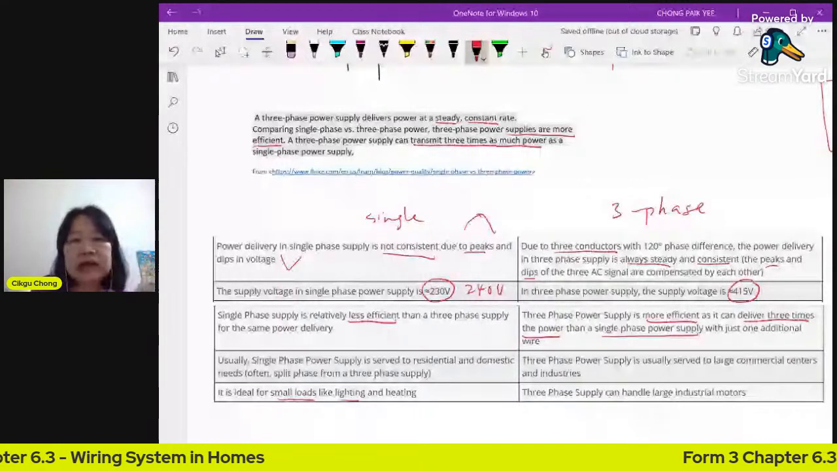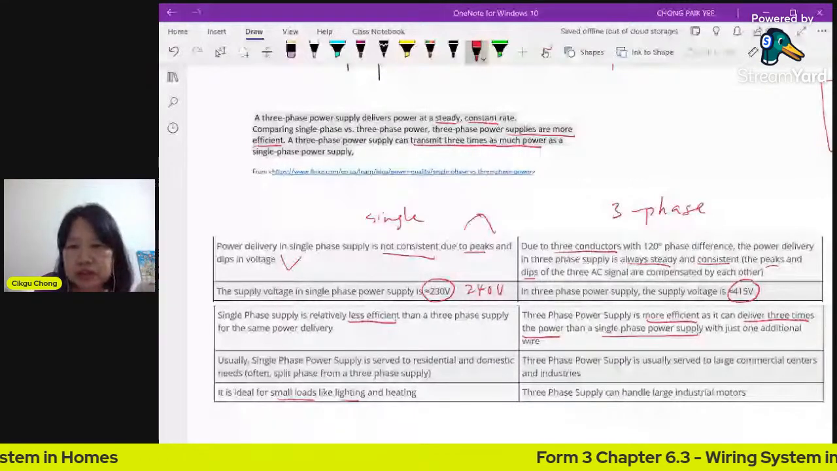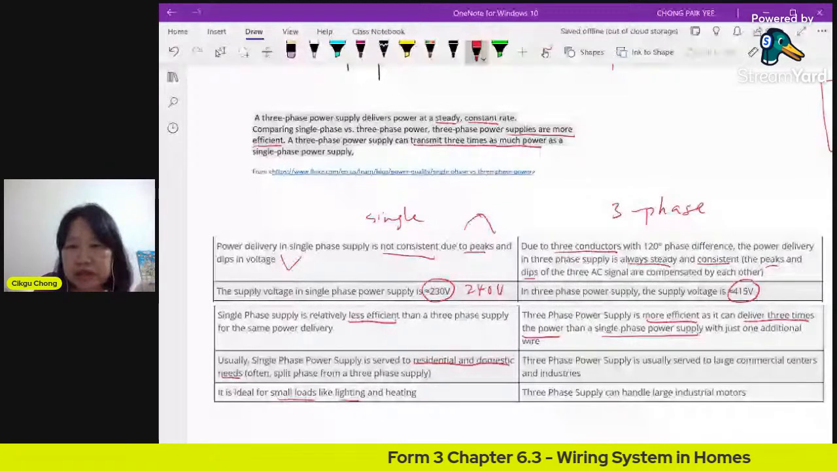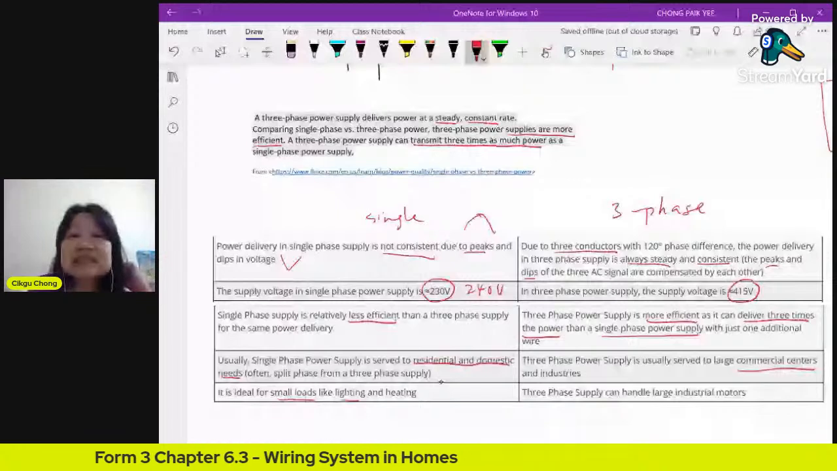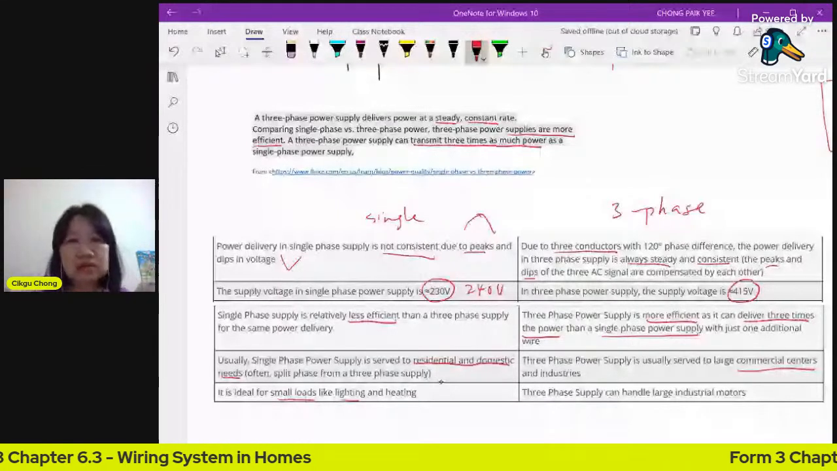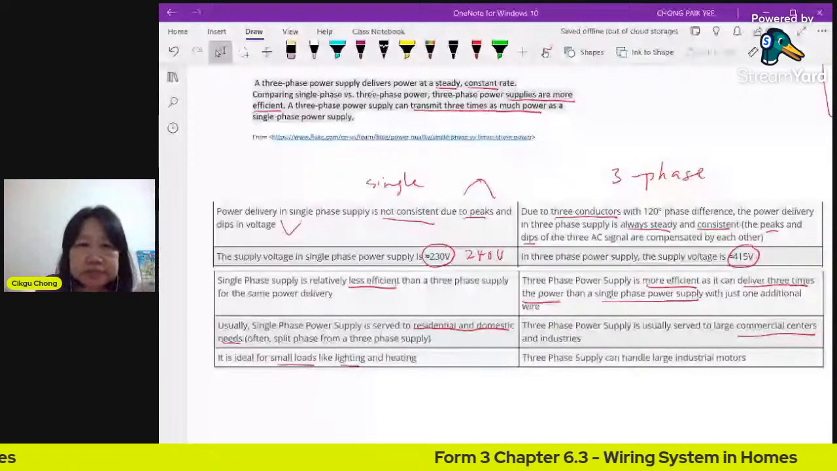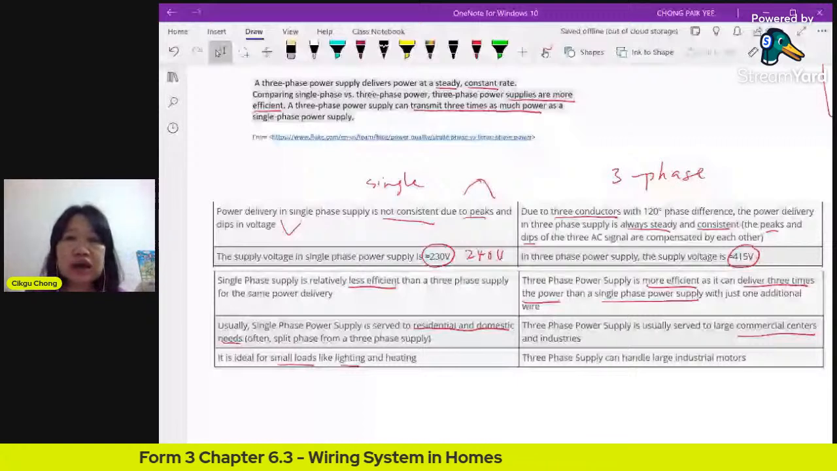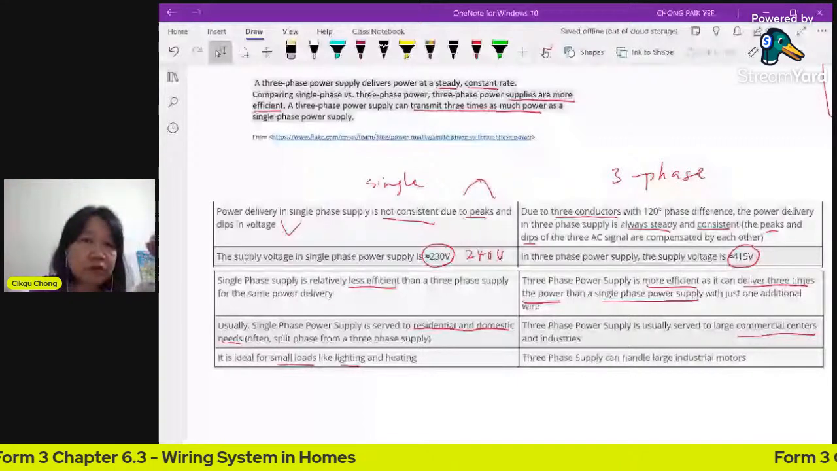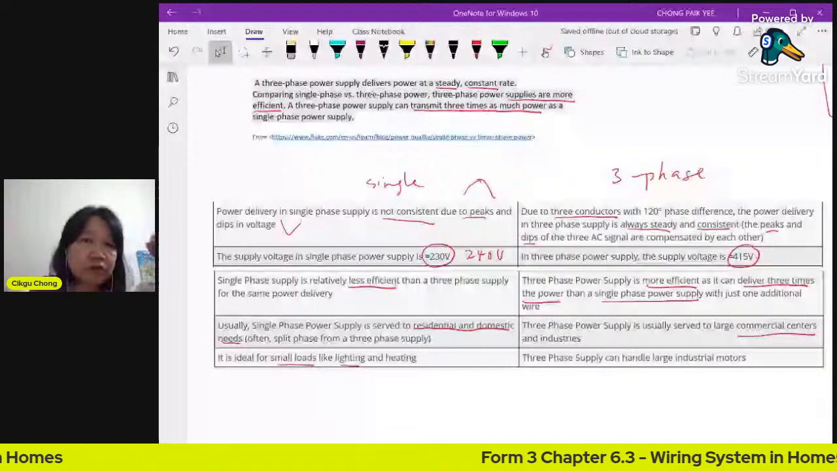And three-phase is usually for commercial centers. We call it businesses: shopping centers, businesses, big buildings, and so on. Now single phase is ideal for small loads like electrical appliances, lighting, heating, a microwave oven. Three-phase is more for industrial motors.